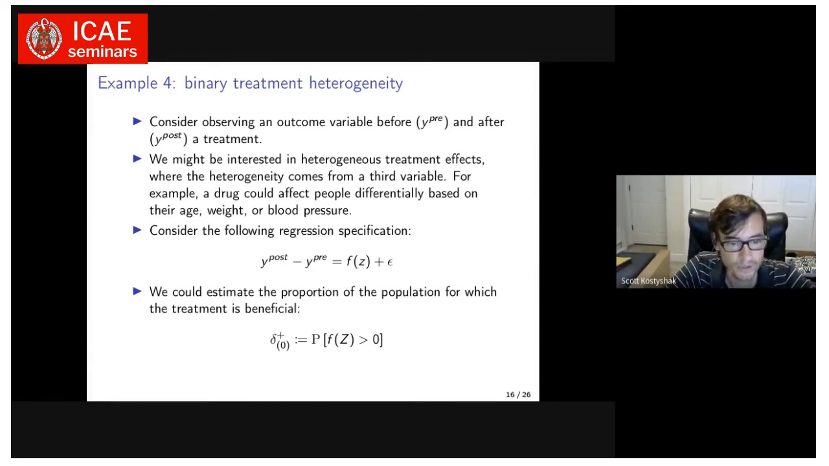So we can capture those as a function of z. Basically, if f of z is positive, that means the drug was effective or the intervention was effective. And so we can define a partial monotonicity parameter that just picks up for what proportion of the population that is the case.